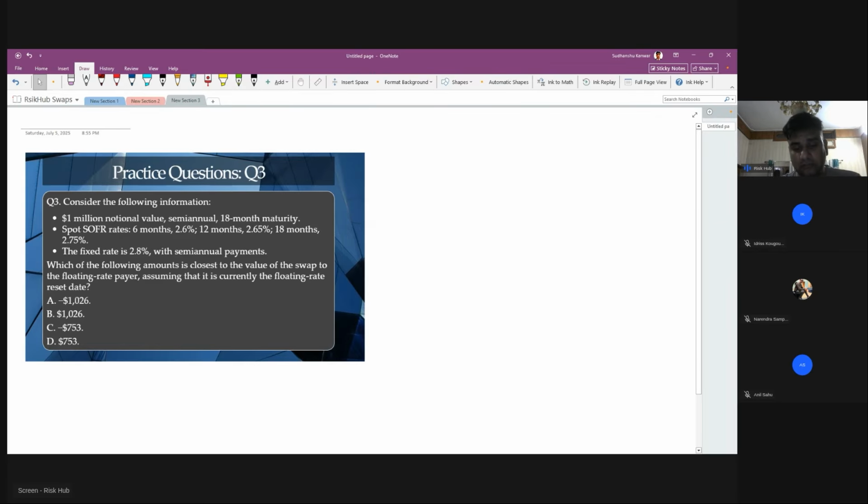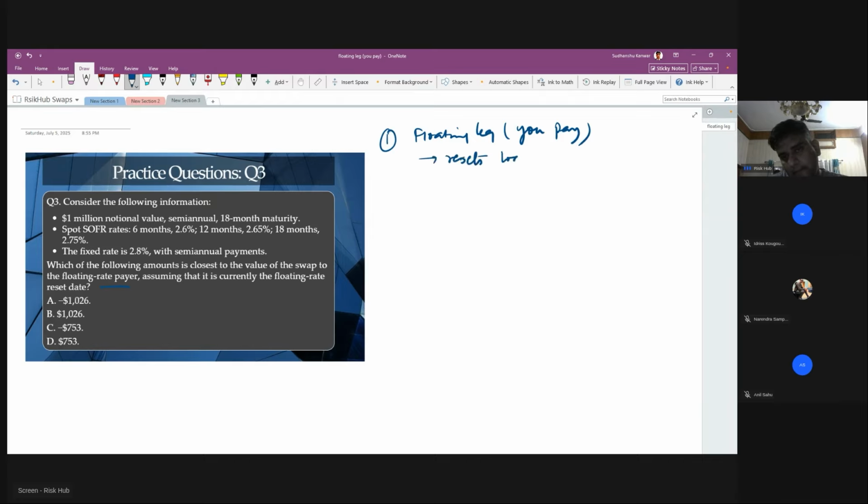So you have this question. Again, identify your cash flows first. The first step is identification of your cash flows. You have a question where you have 18 months of maturity. Spot SOFR is given. Which of the following amounts is closer to the value of the swap to the floating rate payer? So we are talking about the floating rate payer. Floating leg you pay. Please understand, the floating leg resets today to the current SOFR, and by convention, at a reset date, its present value equals the notional. So that's what you have.